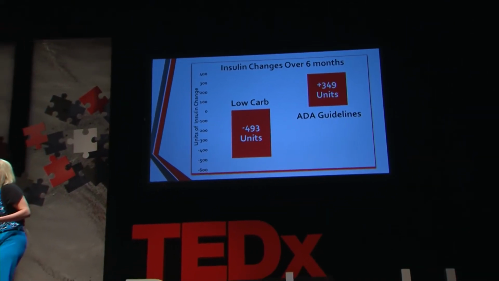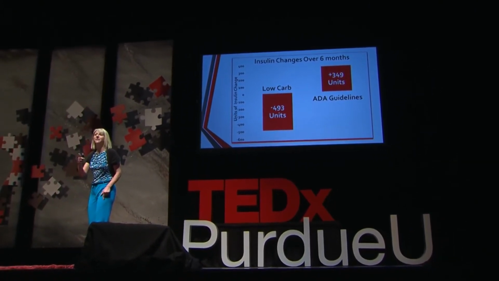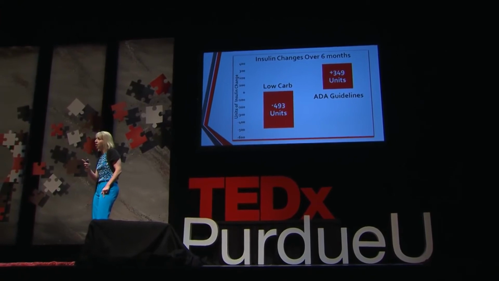But what I would say is that this graph really represents two different approaches to treating this disease. The first, our group with the goal of reversing disease, meaning they need less medicine. And the second group, which very clearly aligns with the ADA guidelines, which states that diabetes is a progressive disease requiring more medicine over time. Progressive, unless we take away the cause.